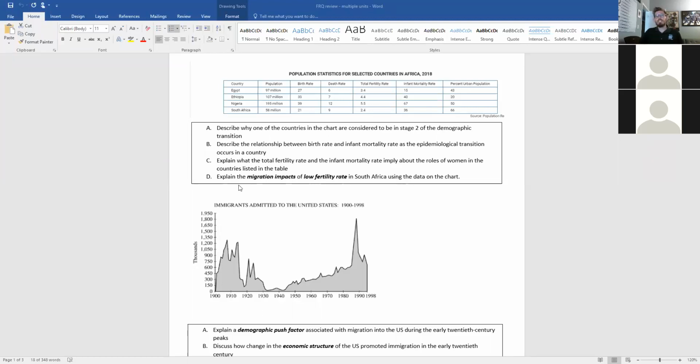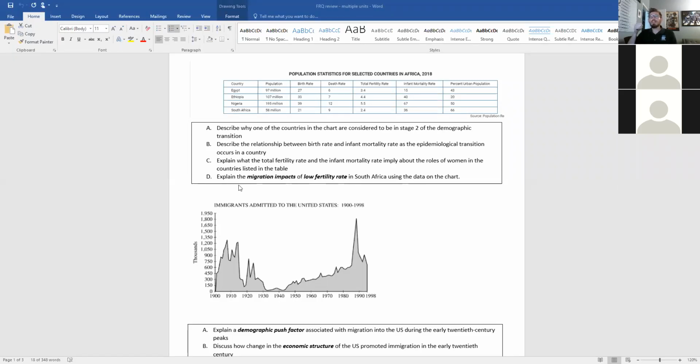Then we move on to part D, explain the migration impacts of low fertility rate in South Africa using the data on the chart. Now, this week, multiple students have come to our tutoring to ask about this. They're like, what could this answer be? Well, first off, let's look at the statistics for South Africa. They have 58 million people, their birth rate's 21, their death rate's 9, their total fertility rate is 2.1, which is pretty low. That's close to that replacement rate of 2.1.